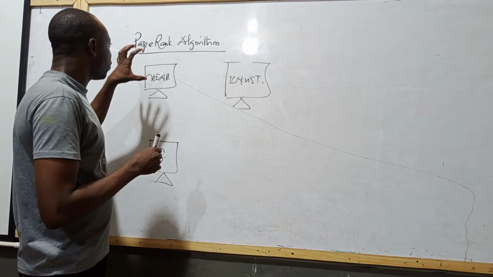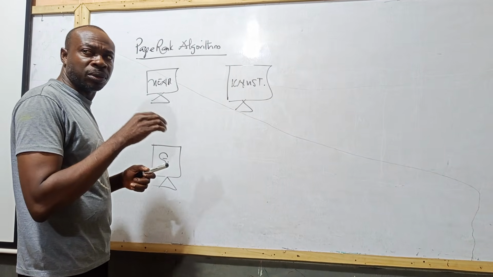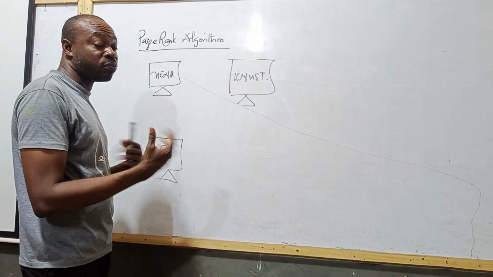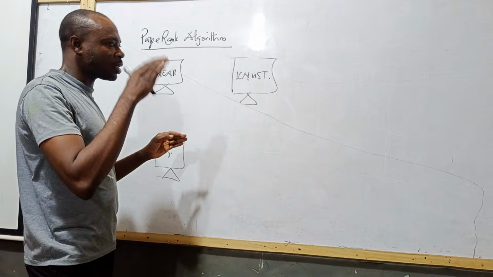You see, we talk of this PageRank algorithm. This is an algorithm that you use to rank pages according to how important they are, so that we're able to know that this kind of page is more important than this page.